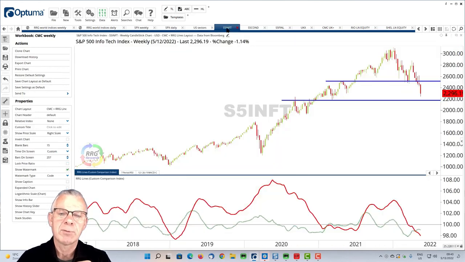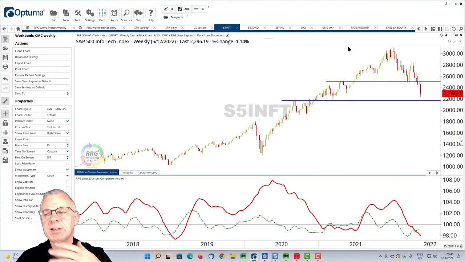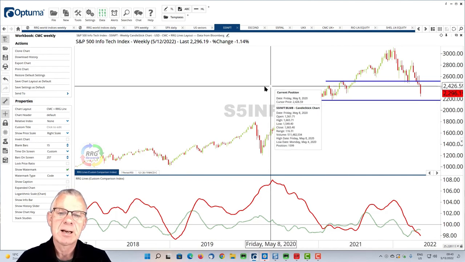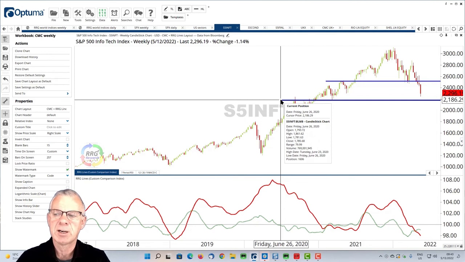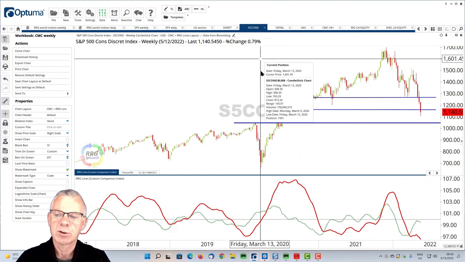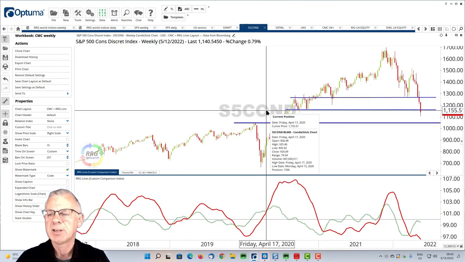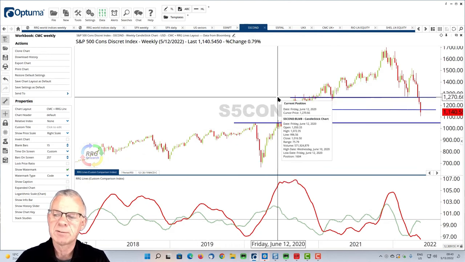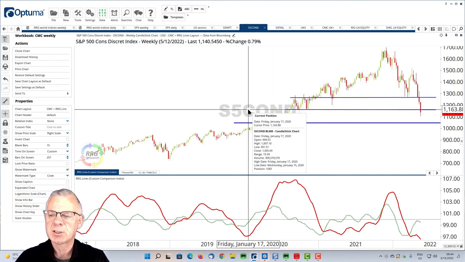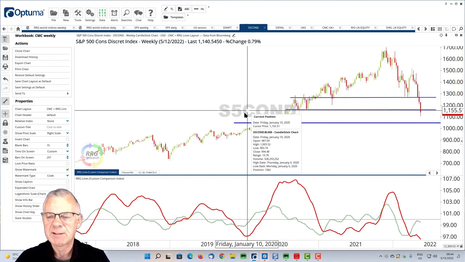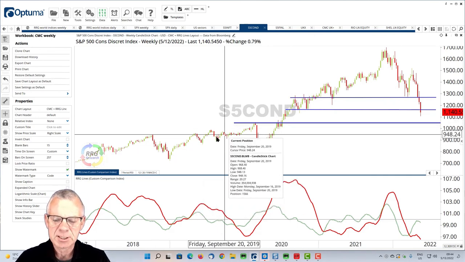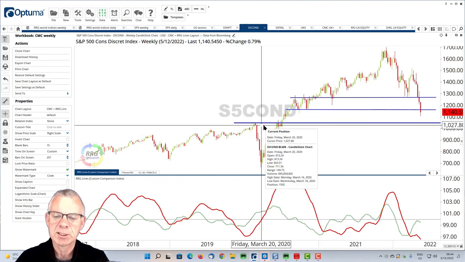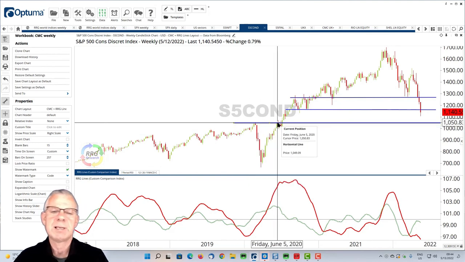And if we top it off with the charts for information technology, you can see that that is a big topping formation that has just been completed. We're looking for support somewhere around 2100 in the information technology index. And for consumer discretionary, kind of similar, breaking 1260, 1270 a couple of weeks ago. We're now threatening 1160, and the real support, I think, is coming from the peak in early 2020 and a little cluster here, which is 1050.